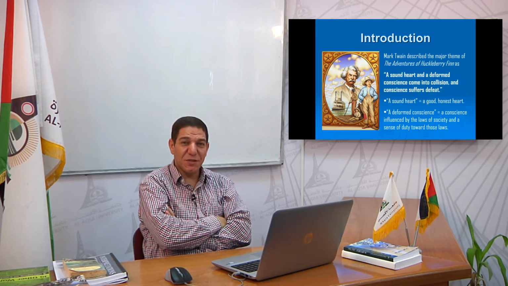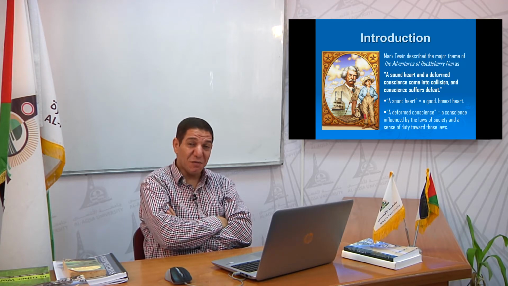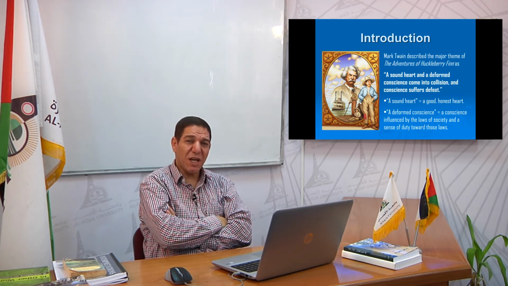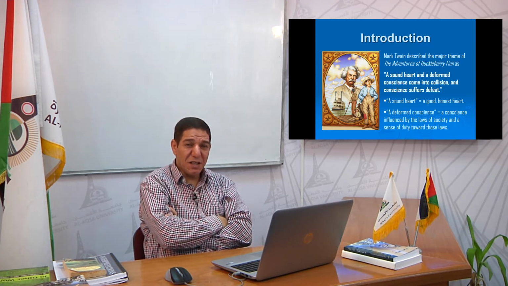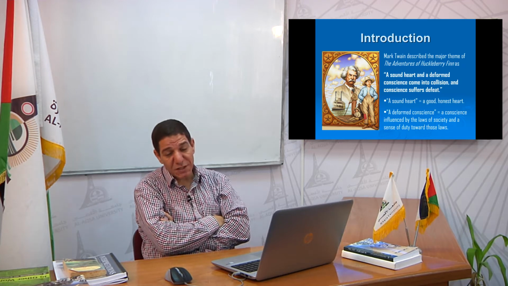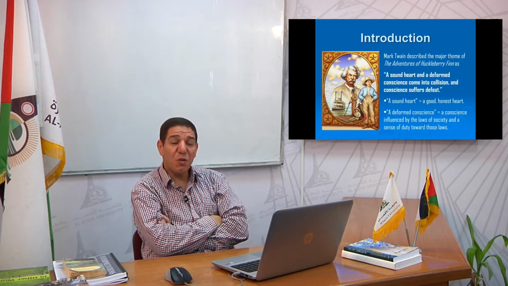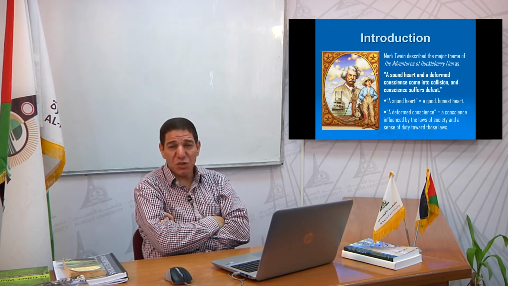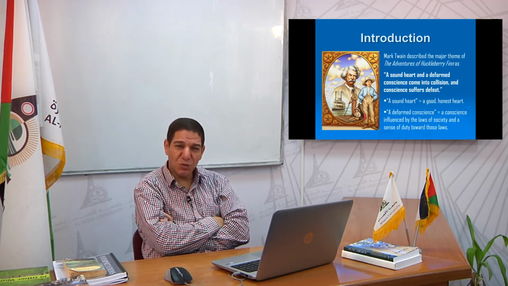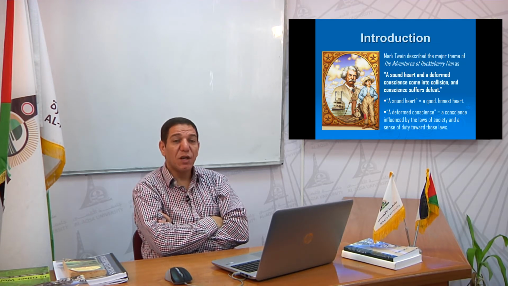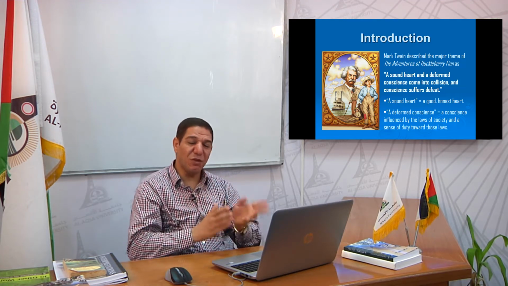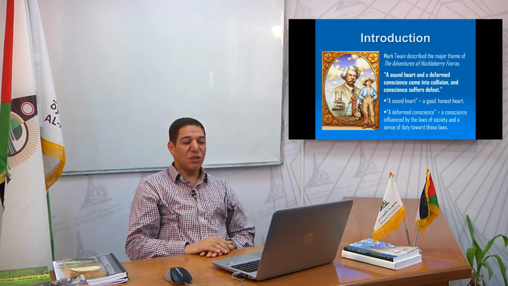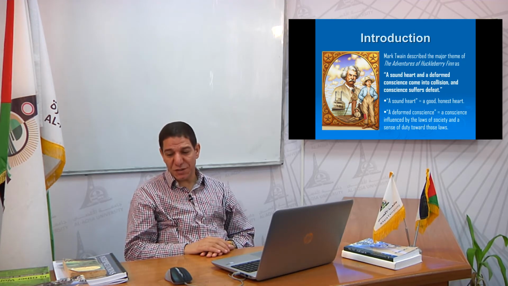slave who escapes. Now, when Jim, as a slave, escapes, this goes against the laws. And now Huckleberry Finn is in Jim's company, or Jim is in Huckleberry Finn's company. Now, what is the obligation of Huckleberry Finn? To tell about Jim the escapee, the slave, or to hide him from authorities? We will come to this. This is an example of the sound heart coming into collision with deformed conscience, okay?